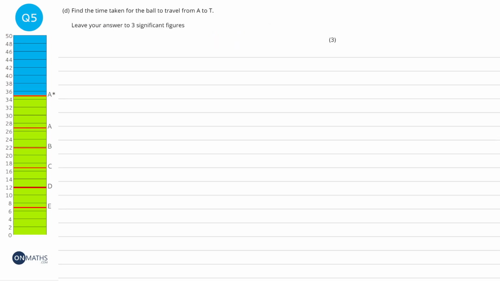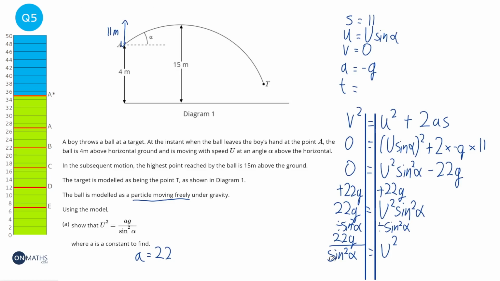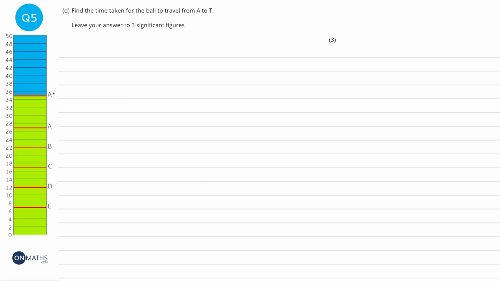So in this question, we're basically going to mix our answers to question A and question B together to find out what the time is, and a little bit more. So we're going to start with our answer to question A, where we said that u squared equals 22g over sine squared alpha. So let's just copy that down.